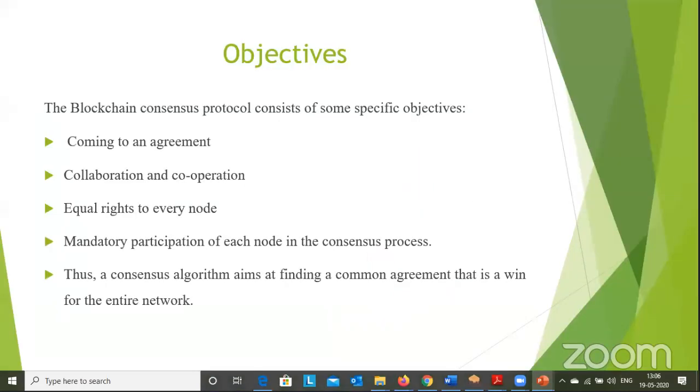The objectives of a consensus algorithm are coming to an agreement, collaboration, cooperation, and equal rights to everyone in the blockchain network. And if you want to verify a transaction, mandatory participation will be required. All these objectives are achieved by consensus mechanisms.